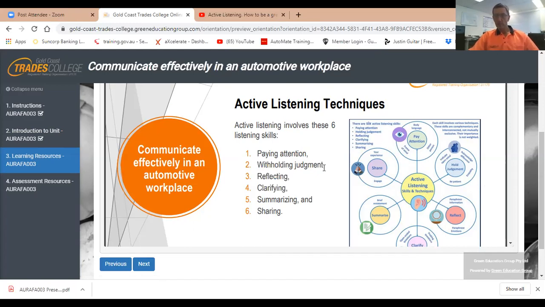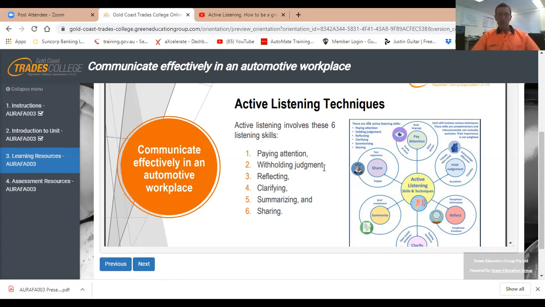Withholding judgment, really important aspect. Withholding judgment means you might be more patient and more understanding of somebody else, and not judging them for anything that they might say. That way, you're likely to improve the amount of information that is being shared with you, and your communication may well be significantly improved just by withholding judgment.